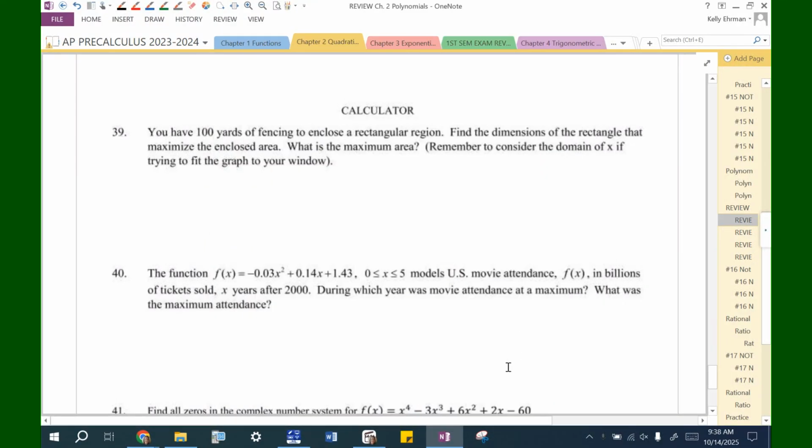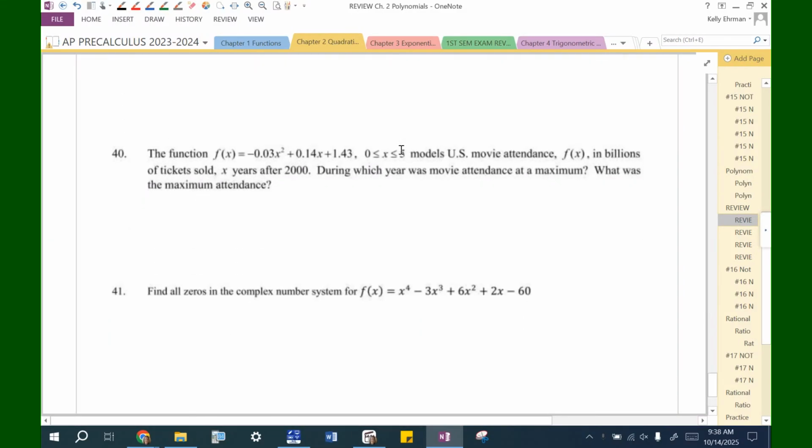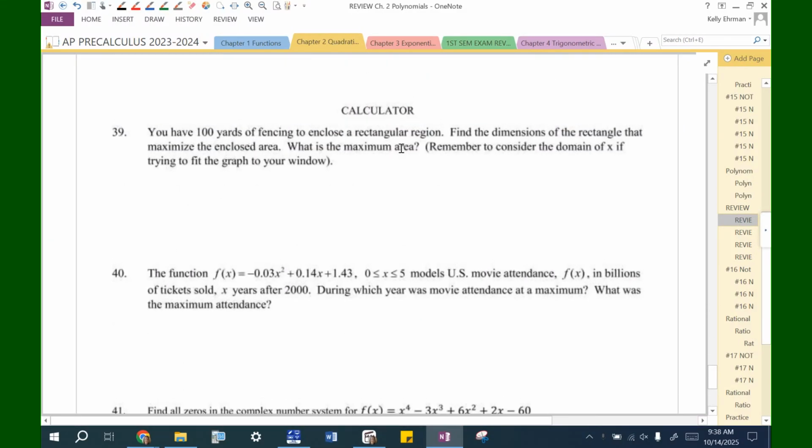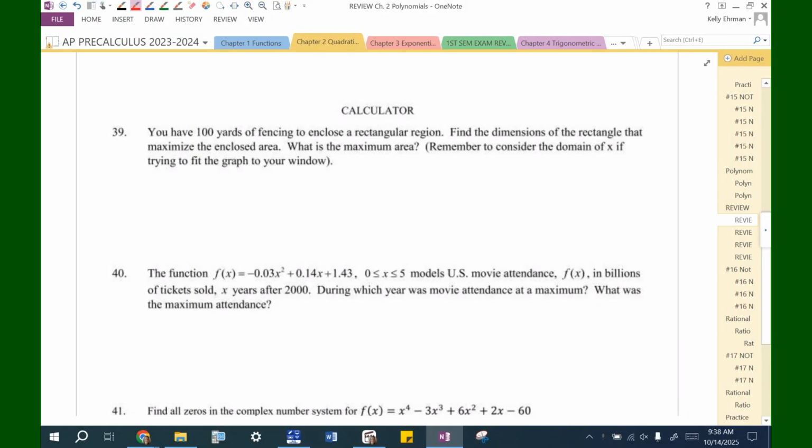All right, so this is the calculator part for the Polynomials chapter test review. I wanted to redo these 3 problems using DESMOS instead of the graphing calculator, but you could use either on your test.